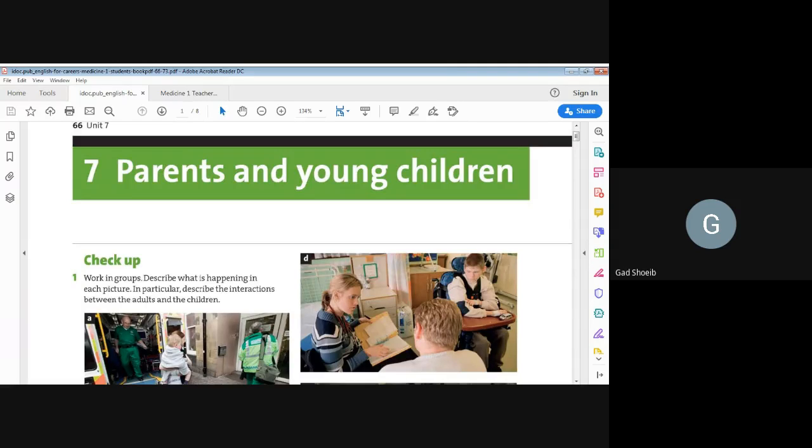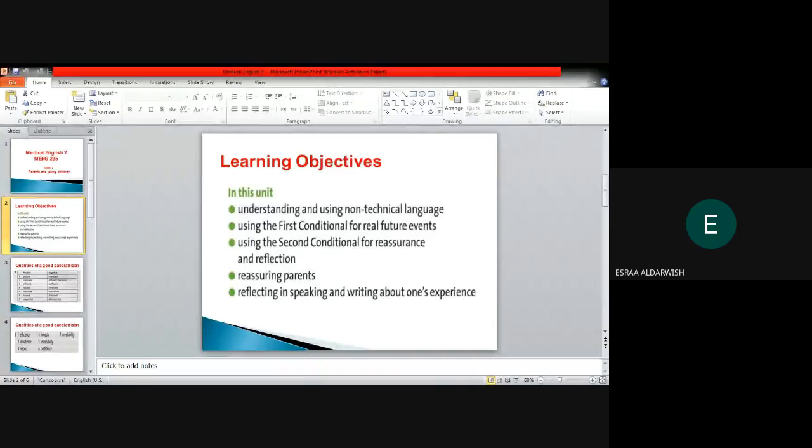Can you see the PowerPoint, the first slide, learning objectives? Can you see it or not? No, you can't see it. How come? Can you see it now? No, still no. Can you see or not? Yes, right.